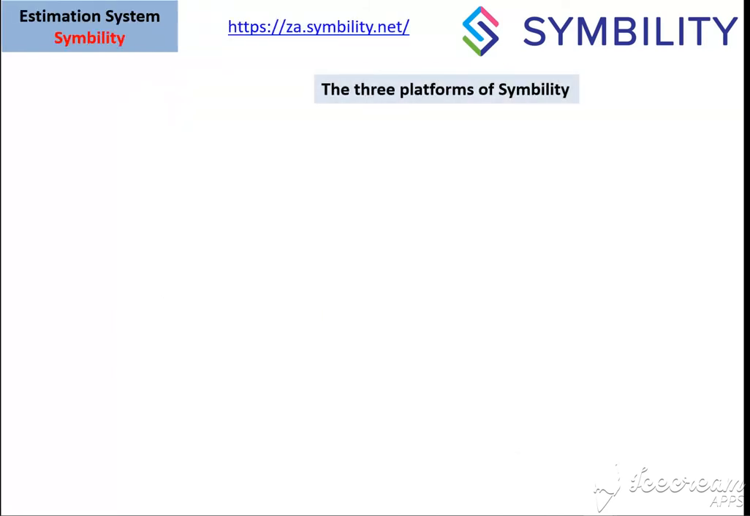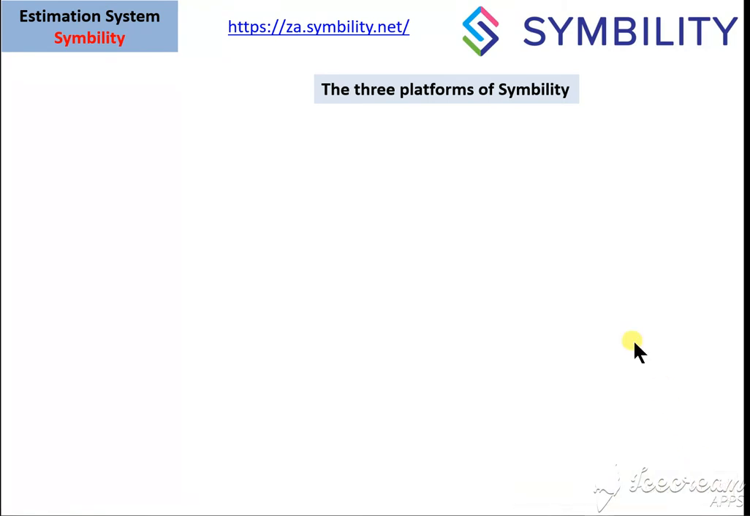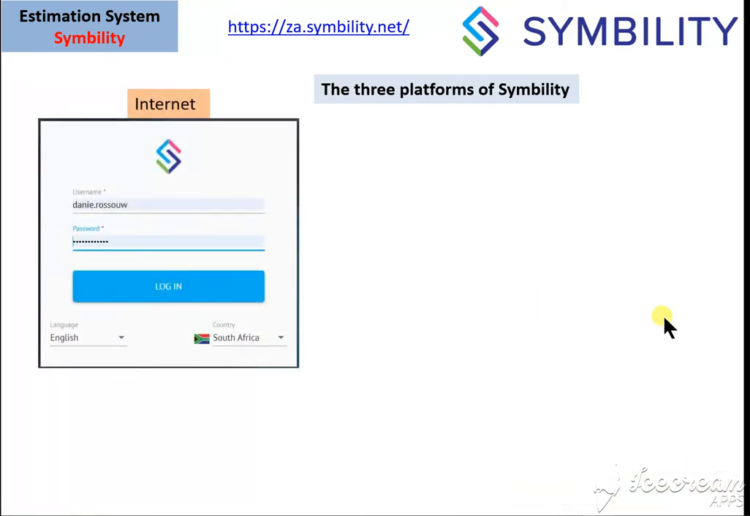Simbility has 3 platforms. It's one system. It's hosted in Johannesburg, South Africa, and we can regard the system as cloud-based. So first of all, the first platform for Simbility is internet-based. We call this Simbility Claims Connect.